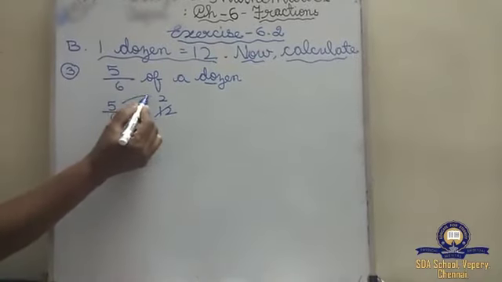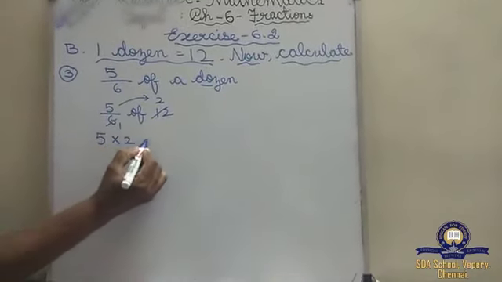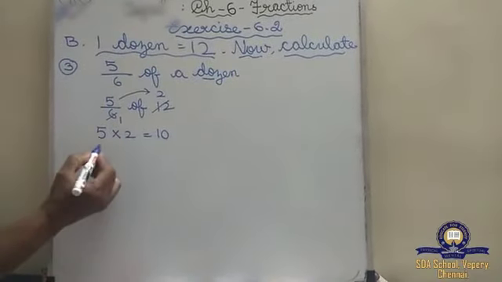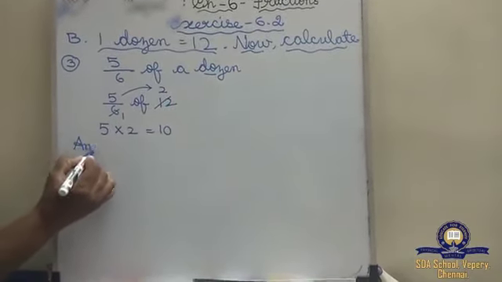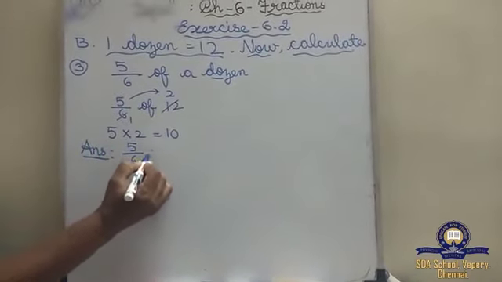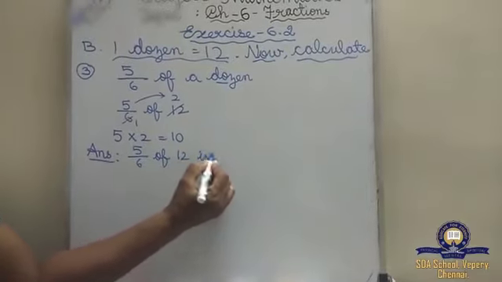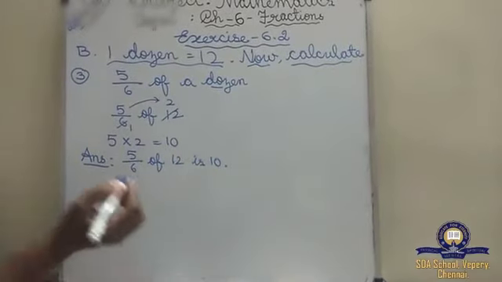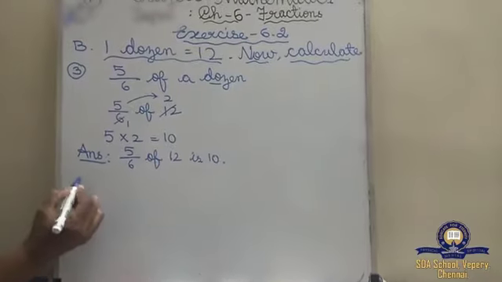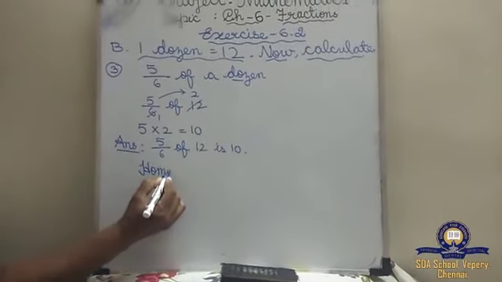So what you have to do, children? You have to multiply these two numbers. 5 2s are 10. So what's the answer? 5 by 6 of 12 is 10. Okay. The next homework, fourth sum, I'll give you as homework.